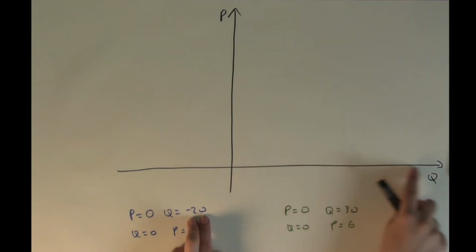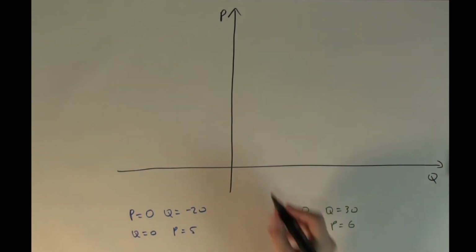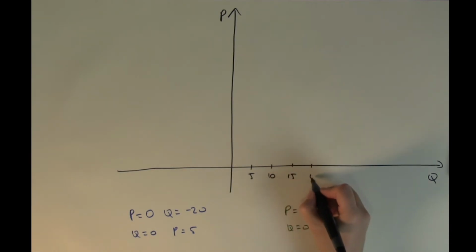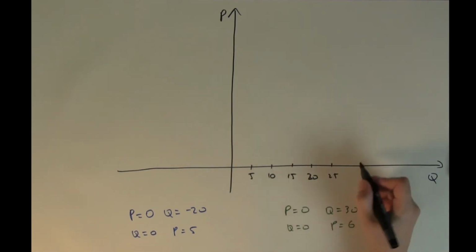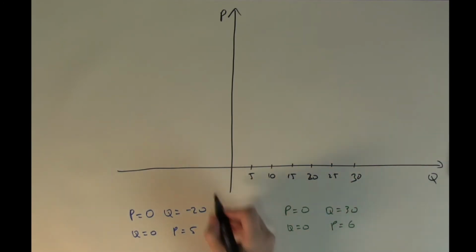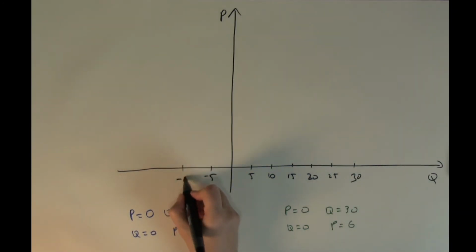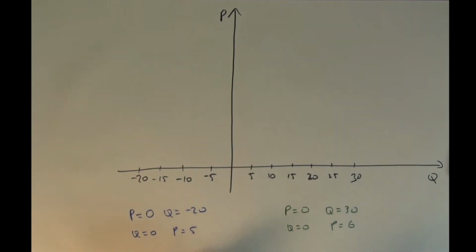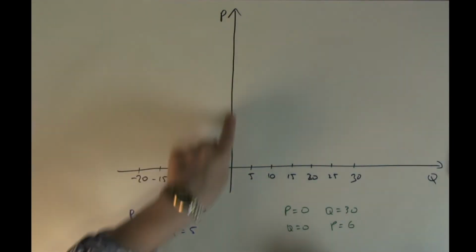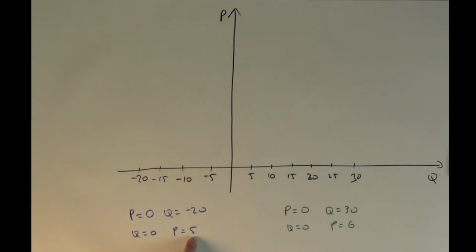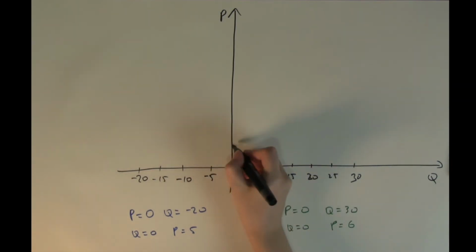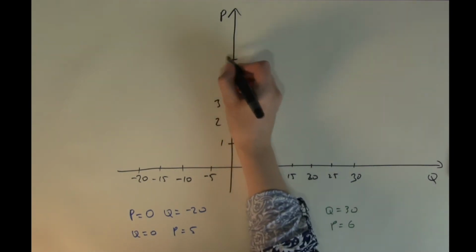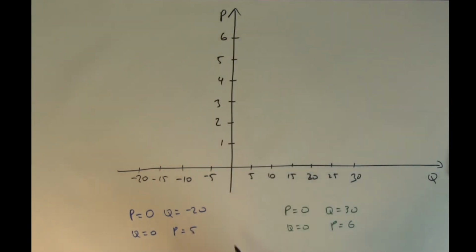Well, I've got quite a lot of space in here, so maybe I can go up in 5s. So 5, 10, 15, 20, 25, 30. Then I can go minus 5, minus 10, minus 15, minus 20. And on the y, on the p direction, I just need 5 and 6. So that's going to be quite easy. 1, 2, 3, 4, 5, 6.